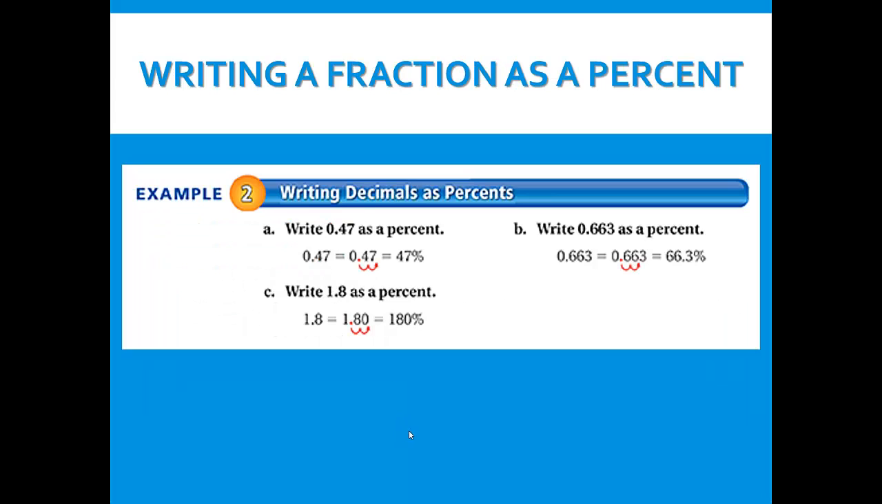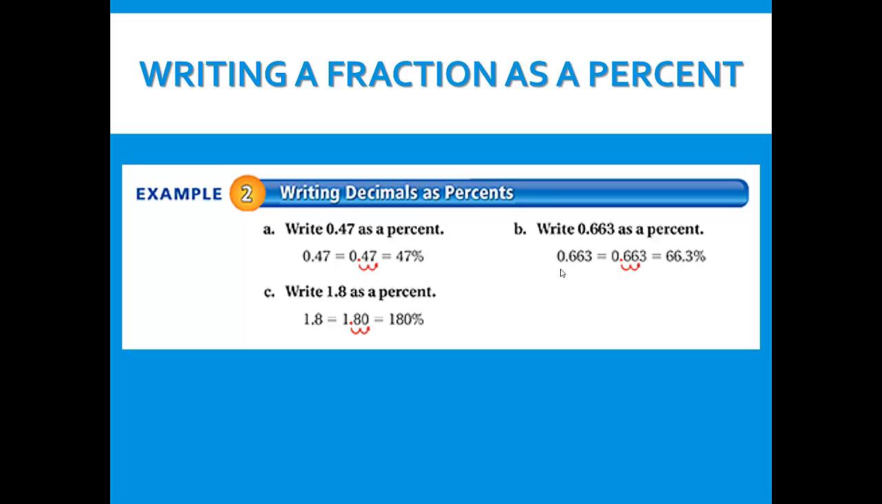For our second example, we're writing decimals as percents. We have 3 examples on this one. For A, write 0.47 as a percent. So we're starting with 47 hundredths. We're going to take our decimal, move it 2 places to the right, which would then give us 47%.